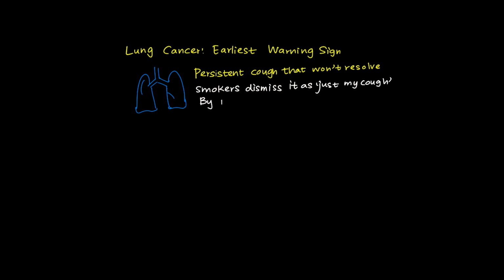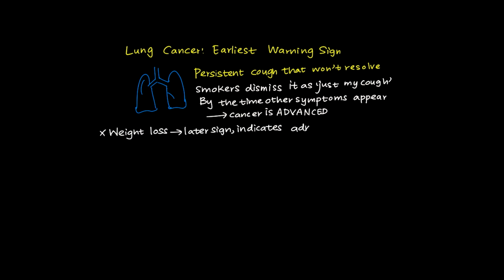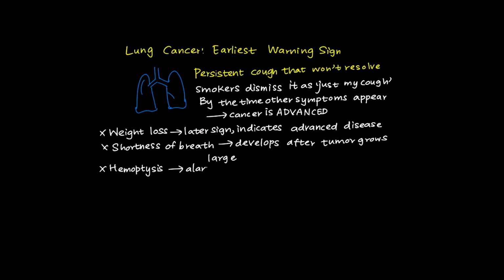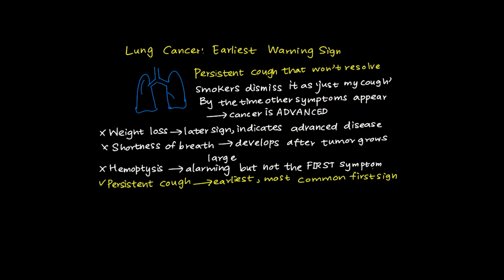By the time other symptoms appear, weight loss, hemoptysis, dyspnea, the disease is often advanced. The cough is there first, but it hides in plain sight. Unexplained weight loss is a later sign that typically indicates the cancer has advanced or spread. Progressive shortness of breath usually develops after the tumour has grown large enough to obstruct airways or cause pleural effusion. And hemoptysis, blood-streaked sputum, is alarming when it happens, but it's not the most common first symptom. The persistent cough usually comes before blood appears.